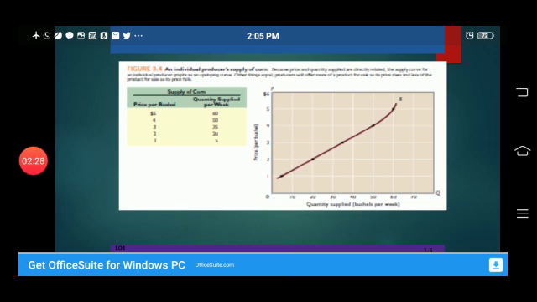By plotting these points on the graph, we will get a supply curve. How will we plot? We will take prices on the y-axis and quantity on the x-axis. Then we will plot the first, second, third, fourth and fifth pair, all these pairs as points on this graph, and by joining these points we get a supply curve, and the supply curve is upward sloping. This upward slope shows that there is a positive relationship between price and quantity supplied.